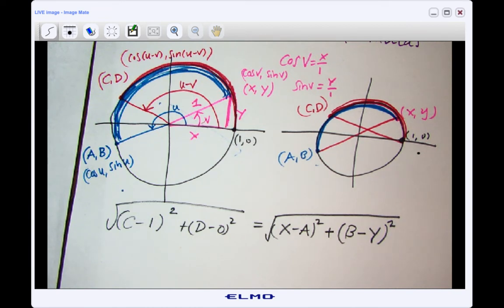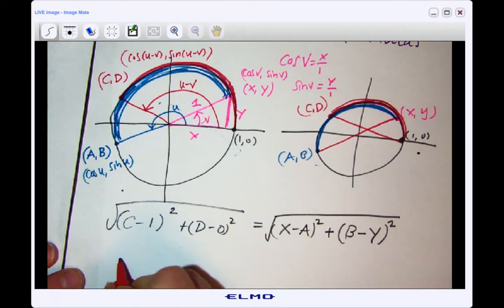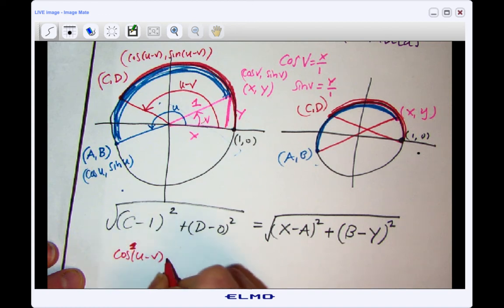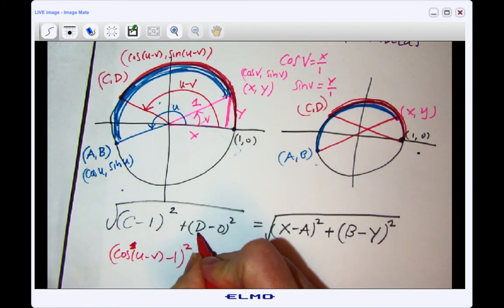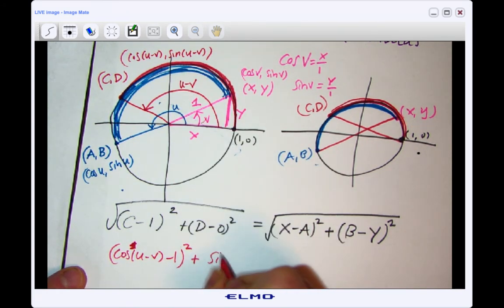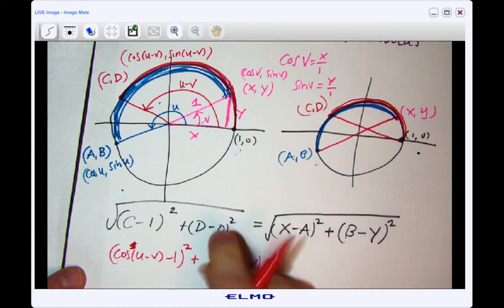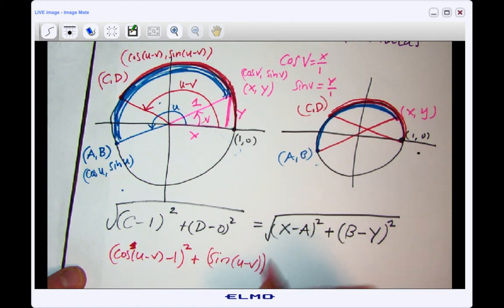So this C becomes cosine u minus v. Well, not squared yet, I guess. We still have to do minus 1. That whole thing squared. Plus, the D becomes sine u minus v. And if I subtract 0 from it, it stays the same. So it's going to be that whole thing squared.